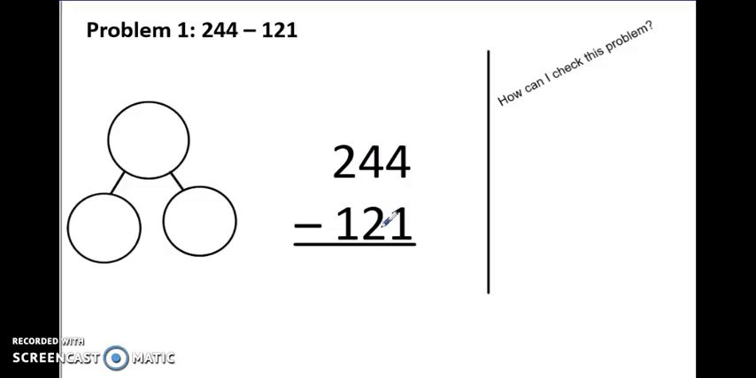Here I've already set up my problem vertically. I have 244 minus 121. Remember, we need to line up our ones, our tens, and our hundreds very neatly.